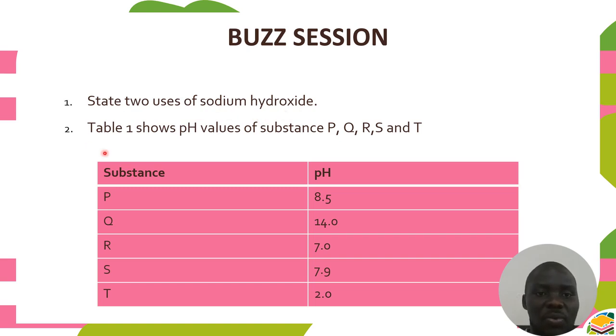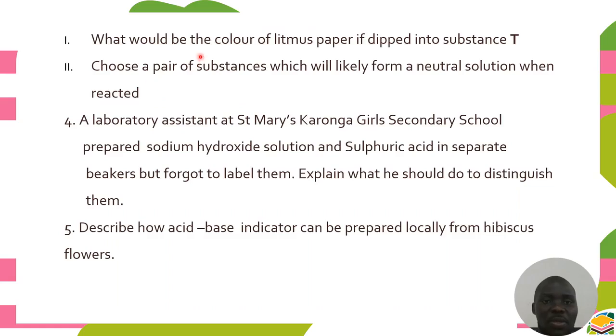Question number 2: Table 1 shows pH values of substances P, Q, R, S, and T. So we have P, Q, R, S, T, and here we have the pH values. The table is going to help us to answer the questions. The first question: what would be the color of litmus paper if it is dipped in substance T? You'll be able to know if T is an acid or a base, so then you can answer this question. The next one is: choose a pair of substances which will likely form a neutral solution when they react. You use the same table to answer this question.